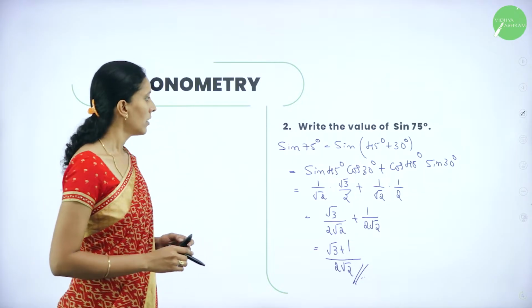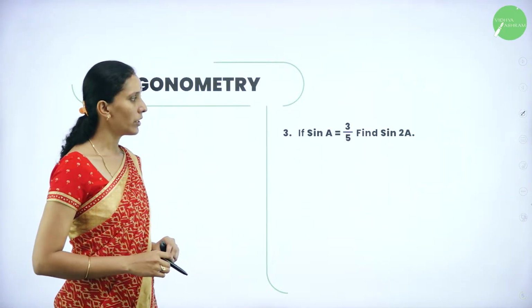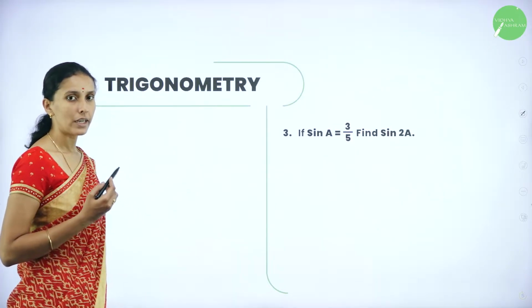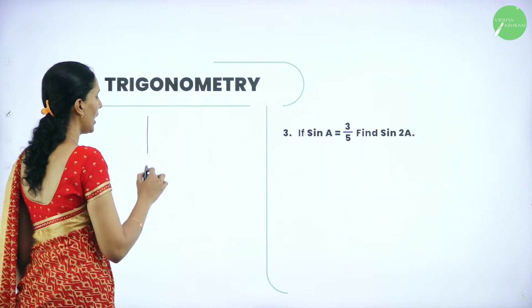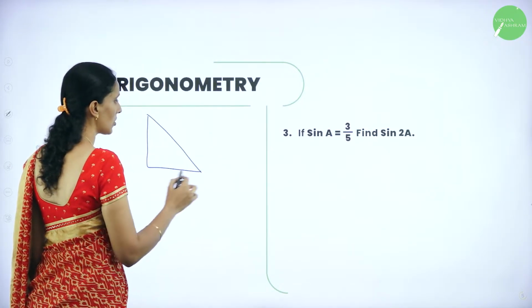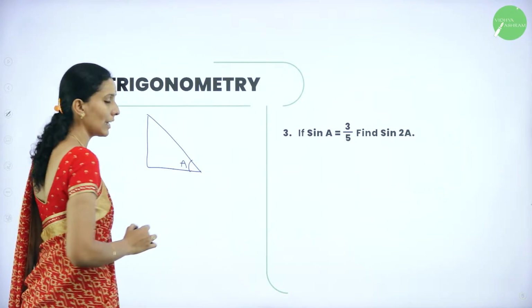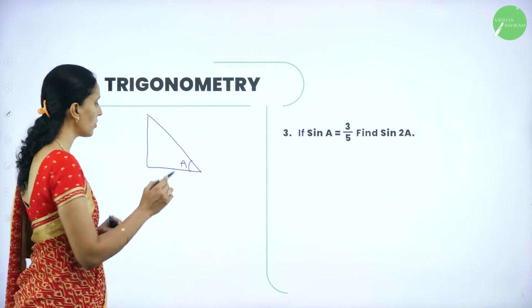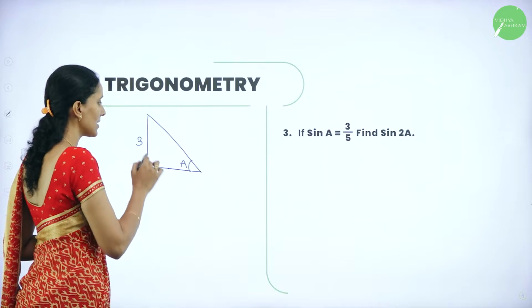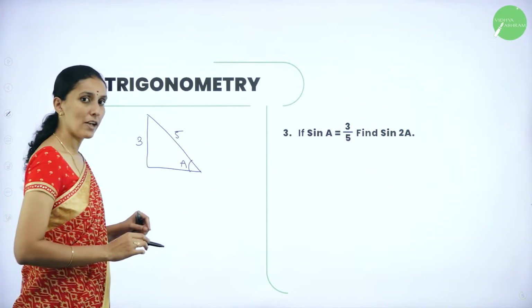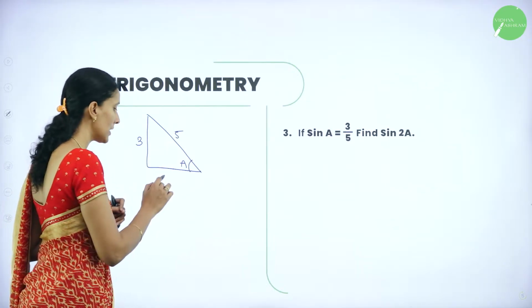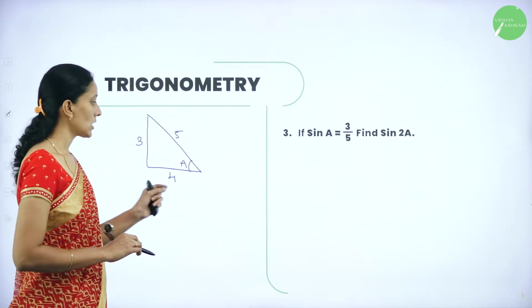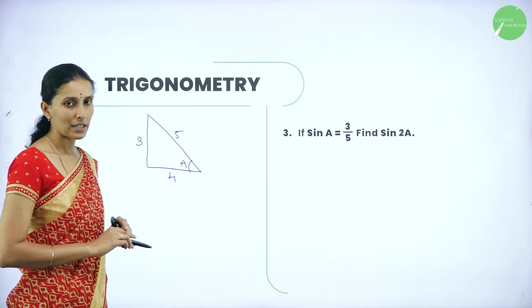Next question. If sine A is equal to 3 by 5, find sine 2A. So, whenever the trigonometric ratio is given, relate this to a right angle triangle. So, here angle A, sine A is, we know that it is opposite side by hypotenuse. So, your opposite side is 3, hypotenuse side is 5. What about this side? It is actually 4. We know 3, 4, 5 are triplets, that is, which will make the sides of a right angle triangle.